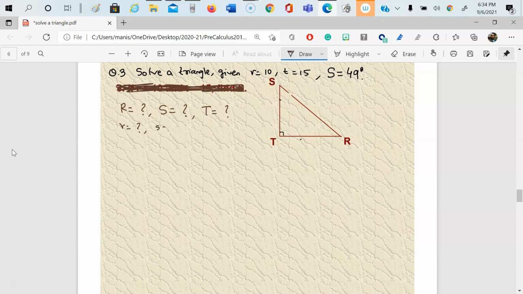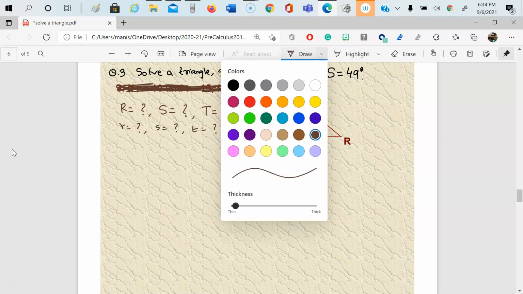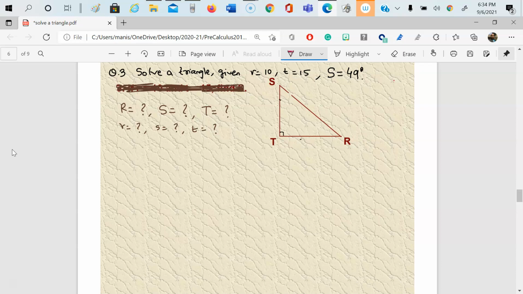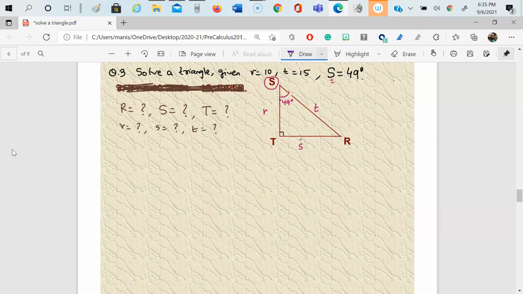Lowercase s, that's my side. Lowercase t, that's my side over here. Alright, and one more thing we'll do, we'll label our triangle. Since they gave us angle s, so this will be my angle over here, which I will be using, and this is my 49 degree over here. So looking at this is my s. Since this side is opposite to t, this is your t and that's your r over here. Let me change the color of my ink. Alright, after this, looking at this angle S, this will be my opposite side, this will be my hypotenuse, and this will be my adjacent side.